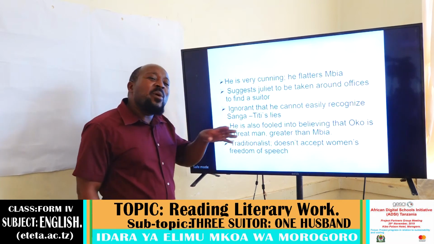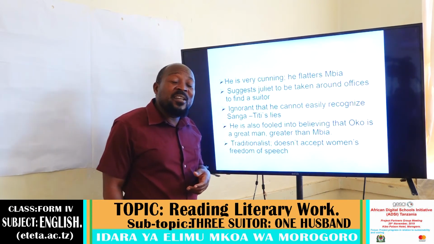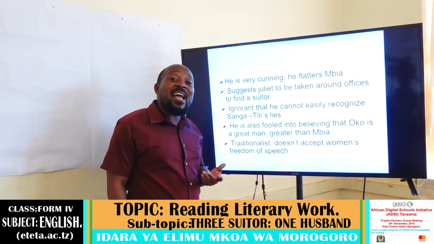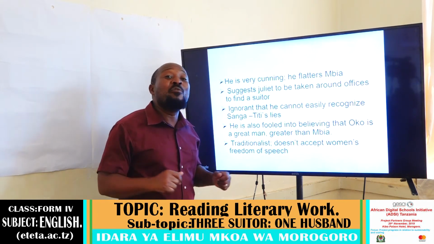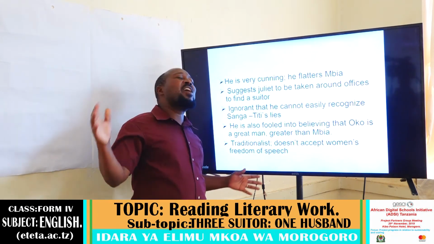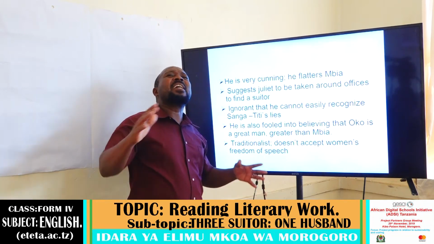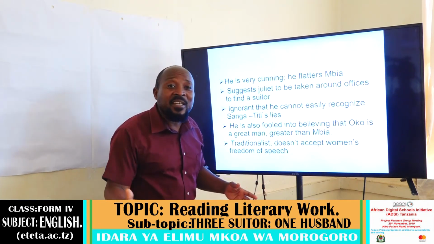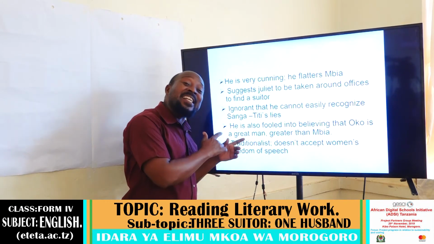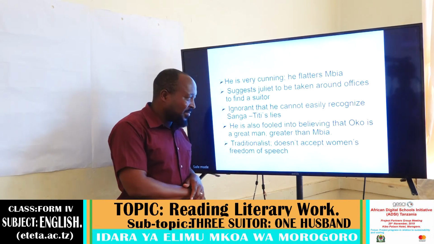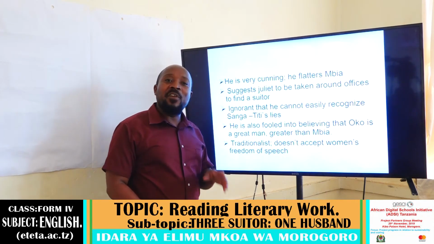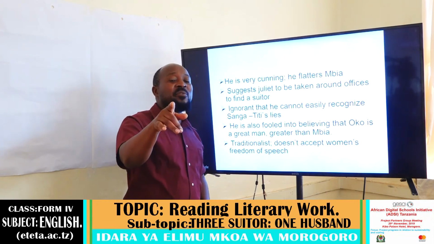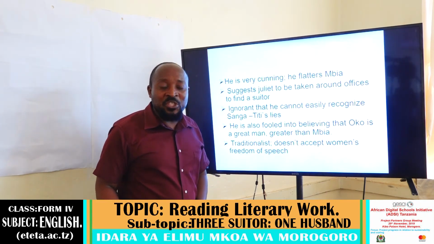And even when Oko comes as a young boy, and when they cheat, they lie about the CV of Oko, being the professor of mathematics, who can count even the leaves of the palm tree, he believes. He is ignorant, illiterate. He's a traditionalist, very conservative, and he doesn't believe in women's freedom of speech.